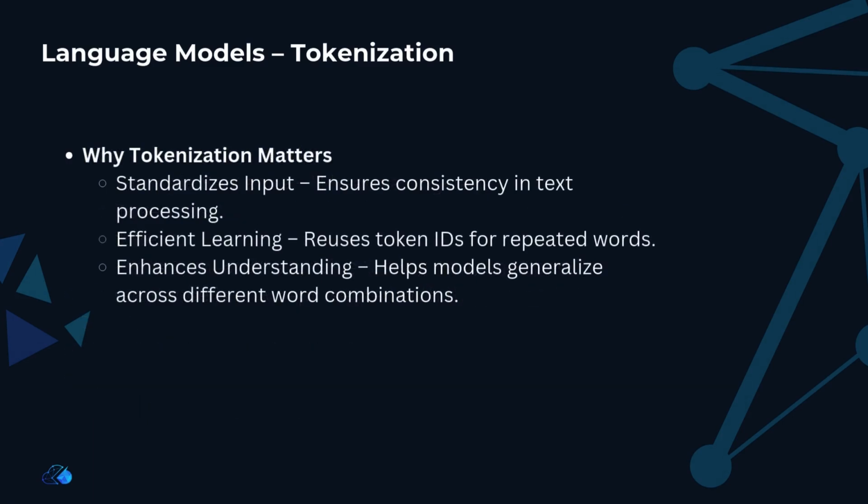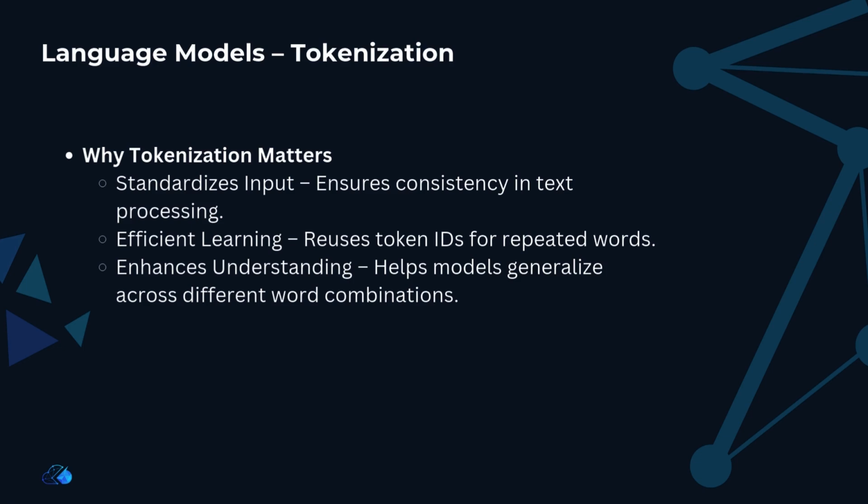So, why does tokenization matter? Tokenization is a crucial step in training language models because it standardizes text inputs, making it easier for the model to process. It enables efficient learning by recognizing repeated words and assigning them constant token IDs. It helps the model generalize, allowing it to understand different combinations of words without retaining each one of the phrases. Tokenization is the foundation of language modeling.